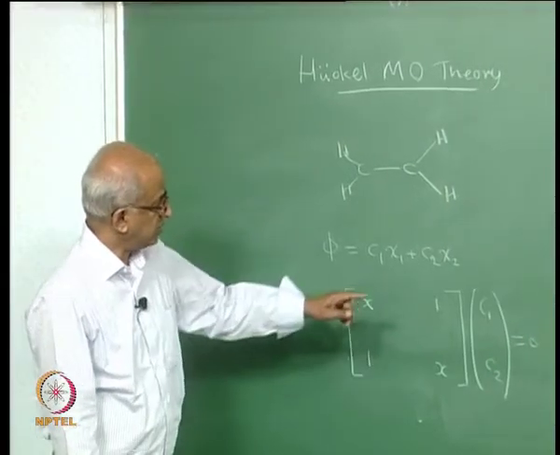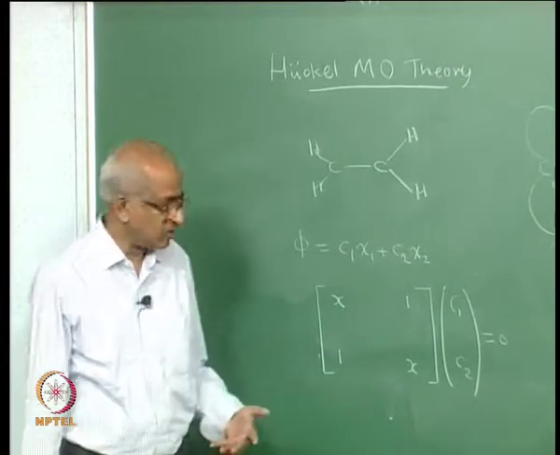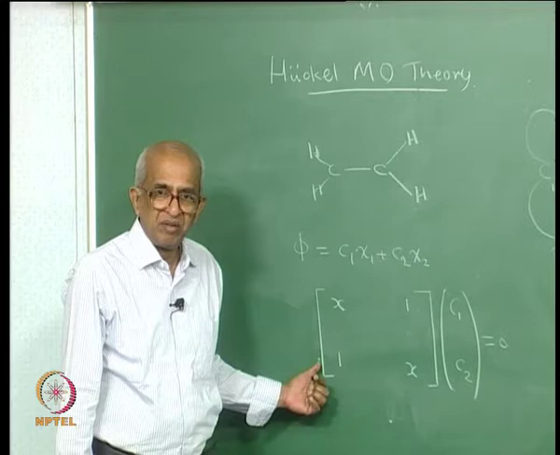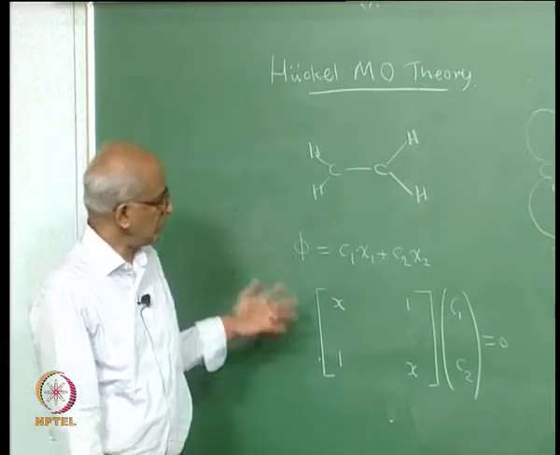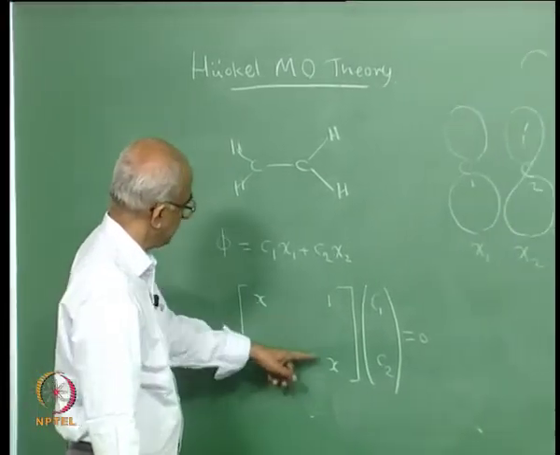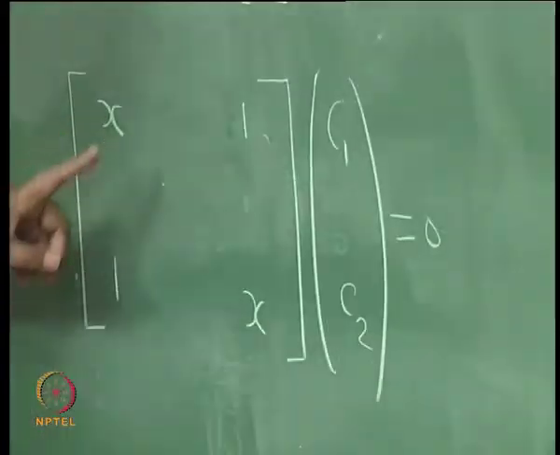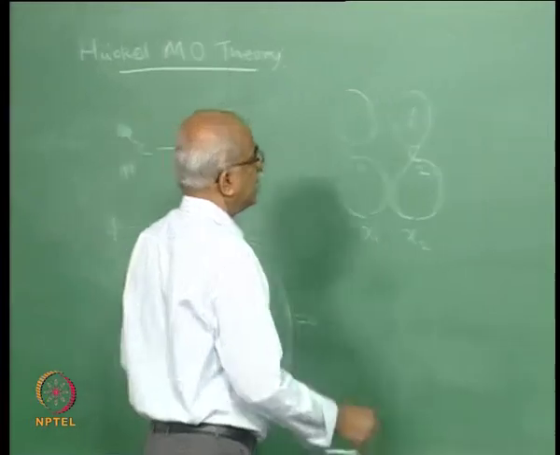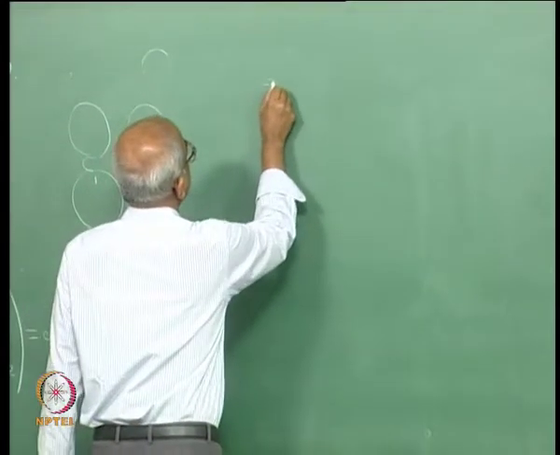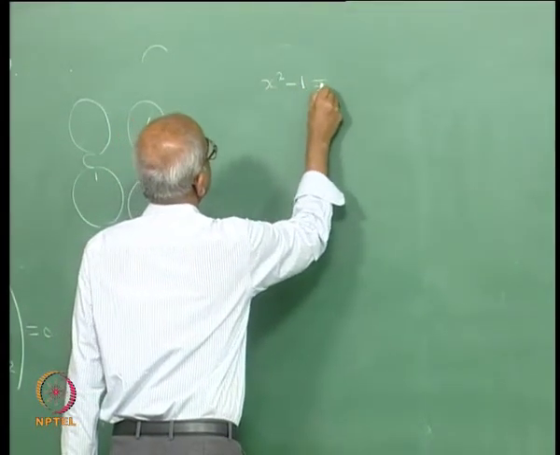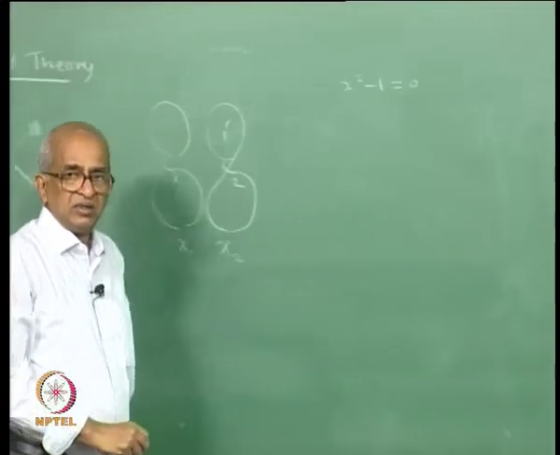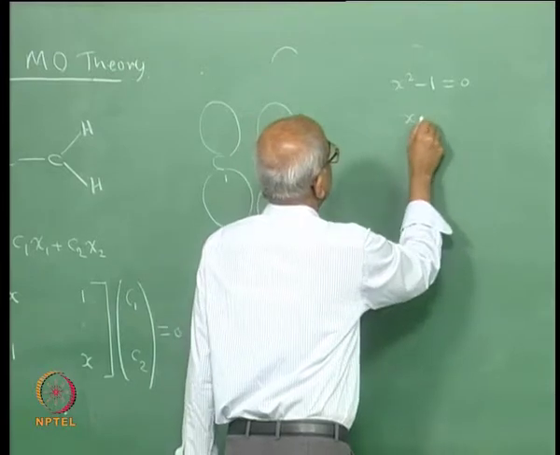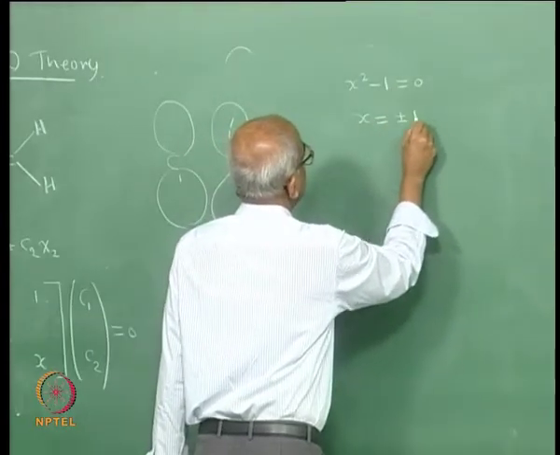And in order that C1 and C2 should be non-zero, what should happen is that the determinant of this matrix must be equal to 0. So, what is the determinant of the matrix? We can easily expand the determinant, and what are you going to get? You are going to get x square minus 1 is equal to 0, and this means x may be equal to plus 1 or minus 1.